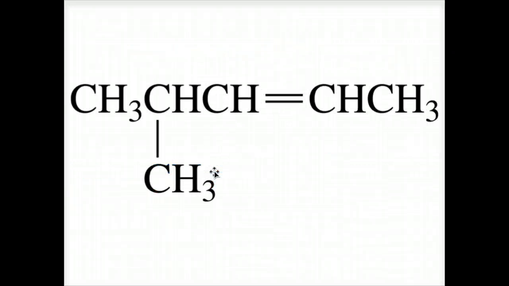The next series of slides are just practice naming alkenes. What is the functional group? Obviously, it's the double bond. So to name this compound, we're going to get the longest chain with the double bond and also put the lowest number on the double bond.